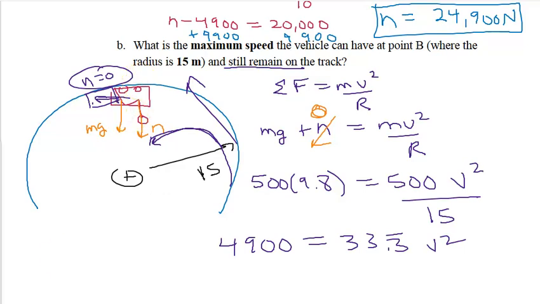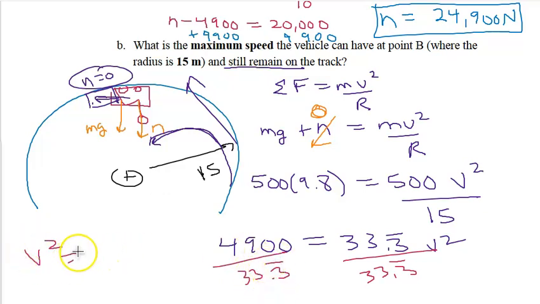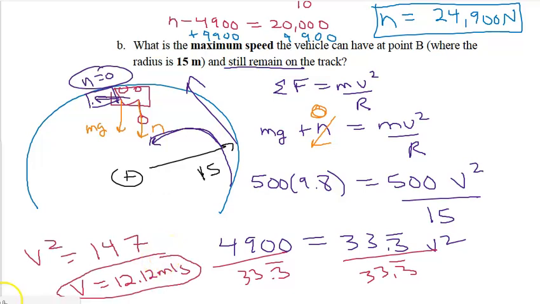So divide both sides by 33.3 repeating, and you get v squared equals 147, and then you take the square root of both sides, and you get v equals 12.12 meters per second. So make sure you understand this conceptually. With a speed of 12.12, the normal will be 0 for a split second, but then because the speed isn't 0, the rider will slam themselves into the track.